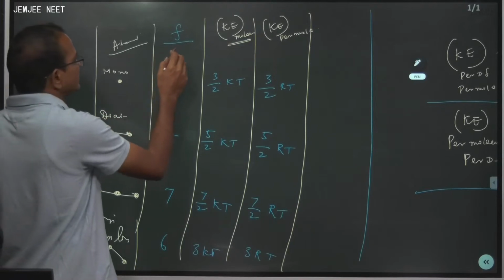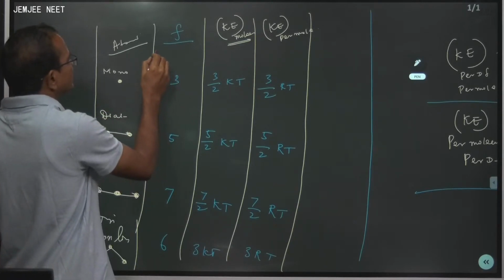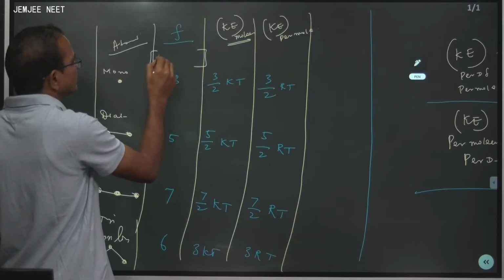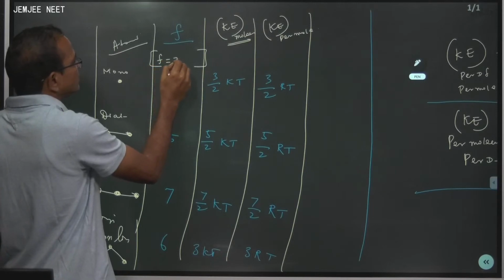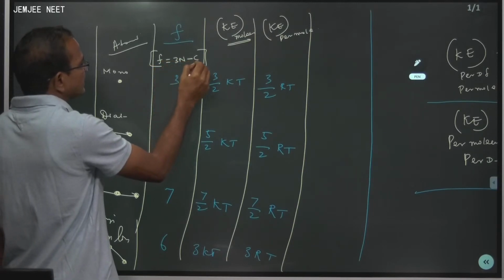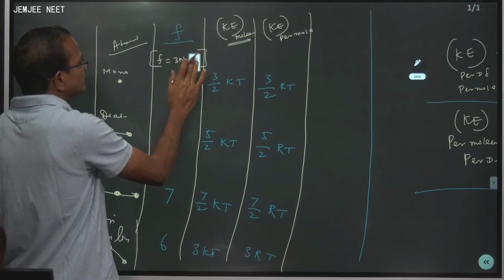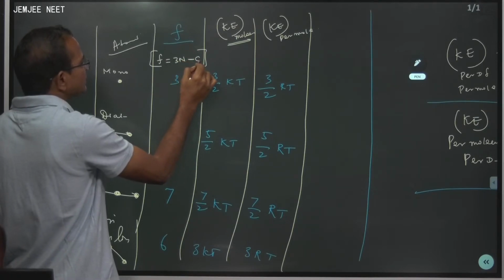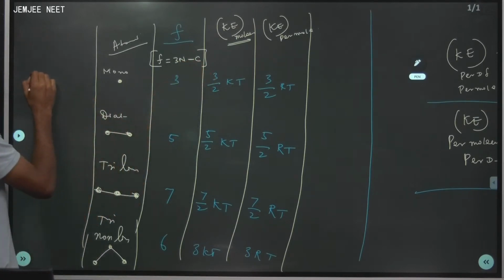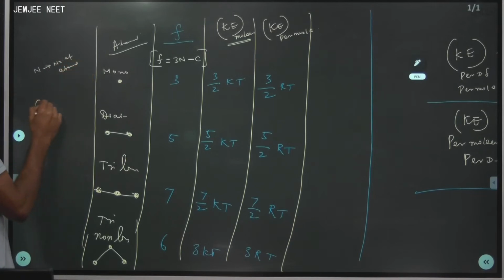Then how do we get this degree of freedom? How do we get this degree of freedom formula? Here we get the degree of freedom F equal to 3N minus C, where C is the number of constraints you have, and N is the number of atoms.